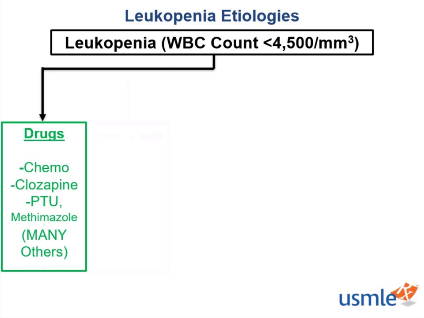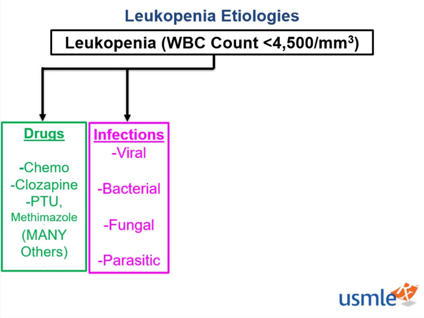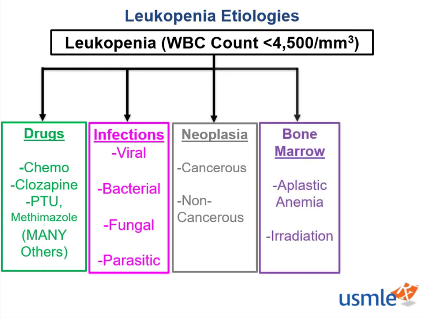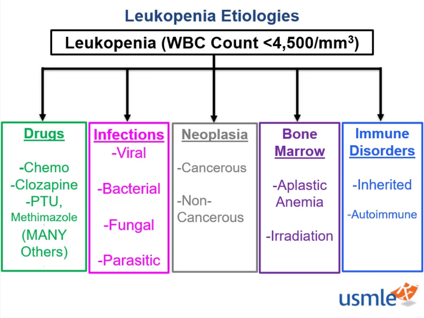hyperthyroidism. Infectious causes can come from viruses, bacteria, fungi, and parasites. Neoplastic causes, both cancerous and non-cancerous. Bone marrow causes, such as aplastic anemia and irradiation, which may be performed prior to bone marrow transplantation. And lastly, immune disorders, both inherited and autoimmune, that can cause leukopenia. For the rest of this lecture, I will give you some high-yield examples for each category.